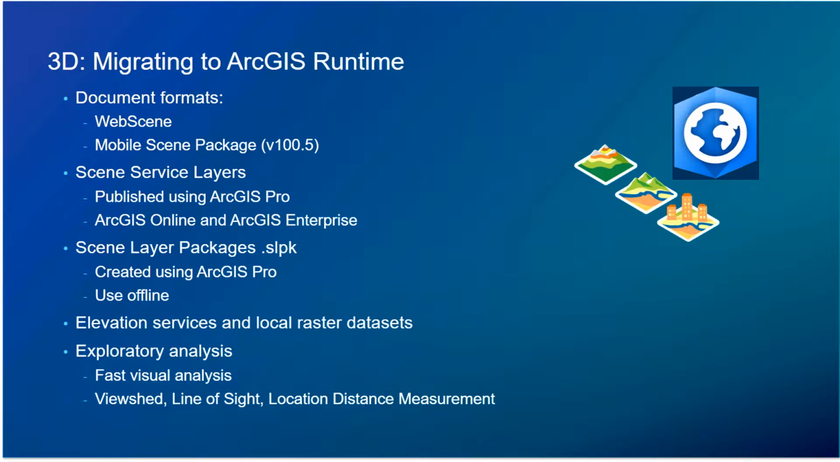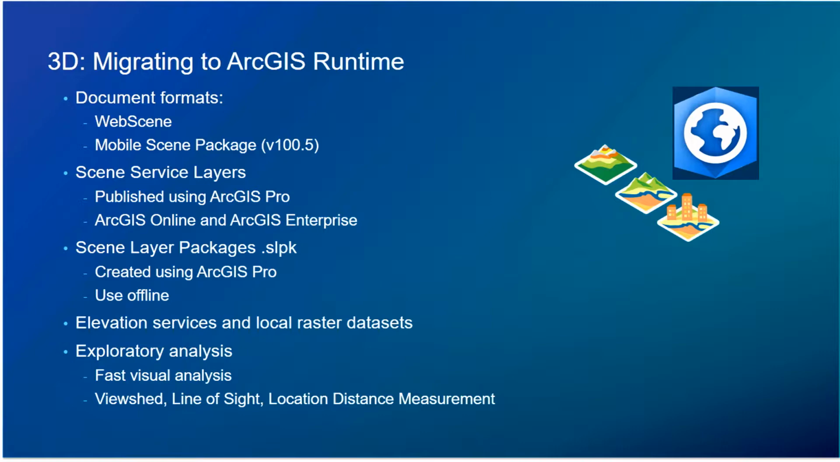In terms of working online, we have scene service layers, so they're published using ArcGIS Pro to either ArcGIS Online or ArcGIS Enterprise, and those scene service layers are specifically for 3D content. So you can work with regular 2D layers within 3D, as you'd expect, but there are specific 3D content types for handling 3D geometries. The offline equivalent of that scene service layer would be a scene layer package, so that's a granular layer package, again created using ArcGIS Pro, which enables you to use that offline.